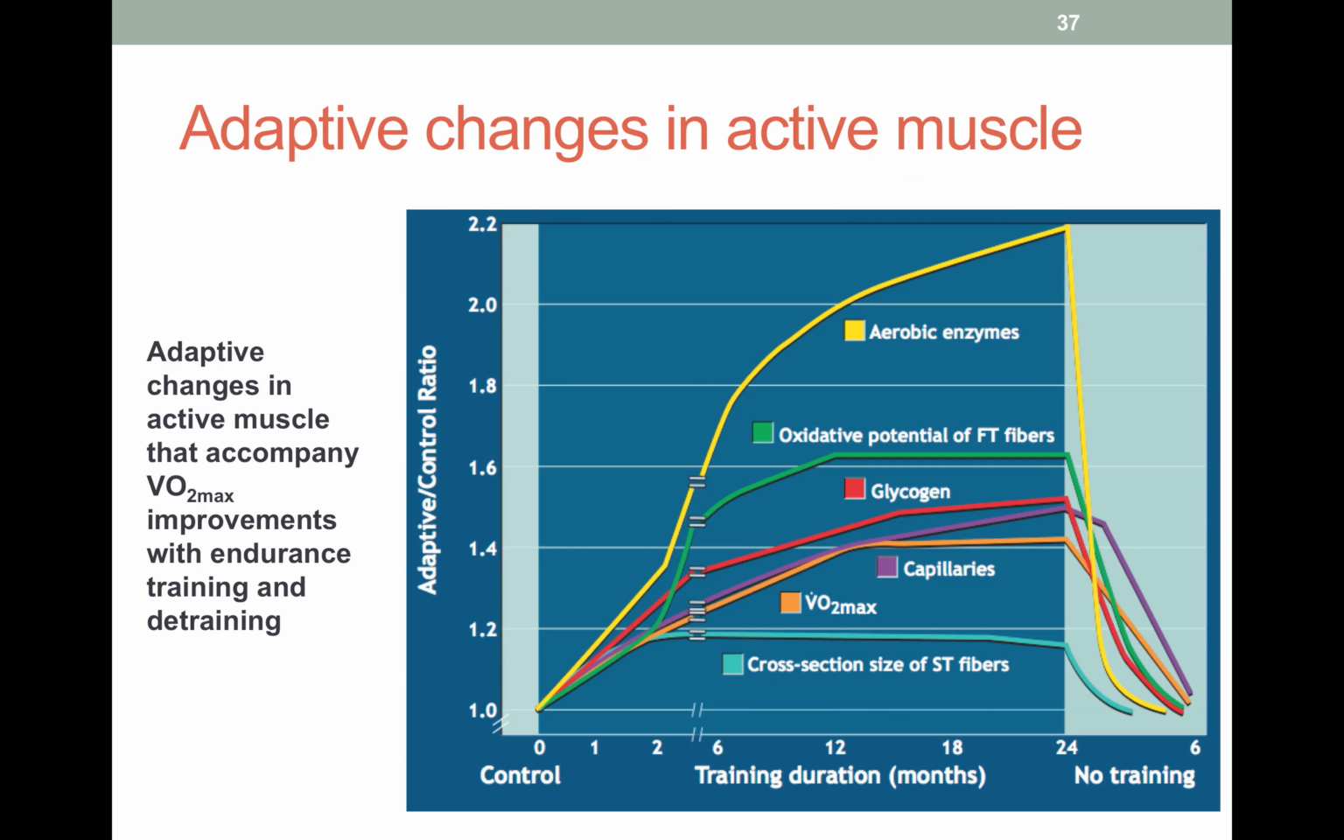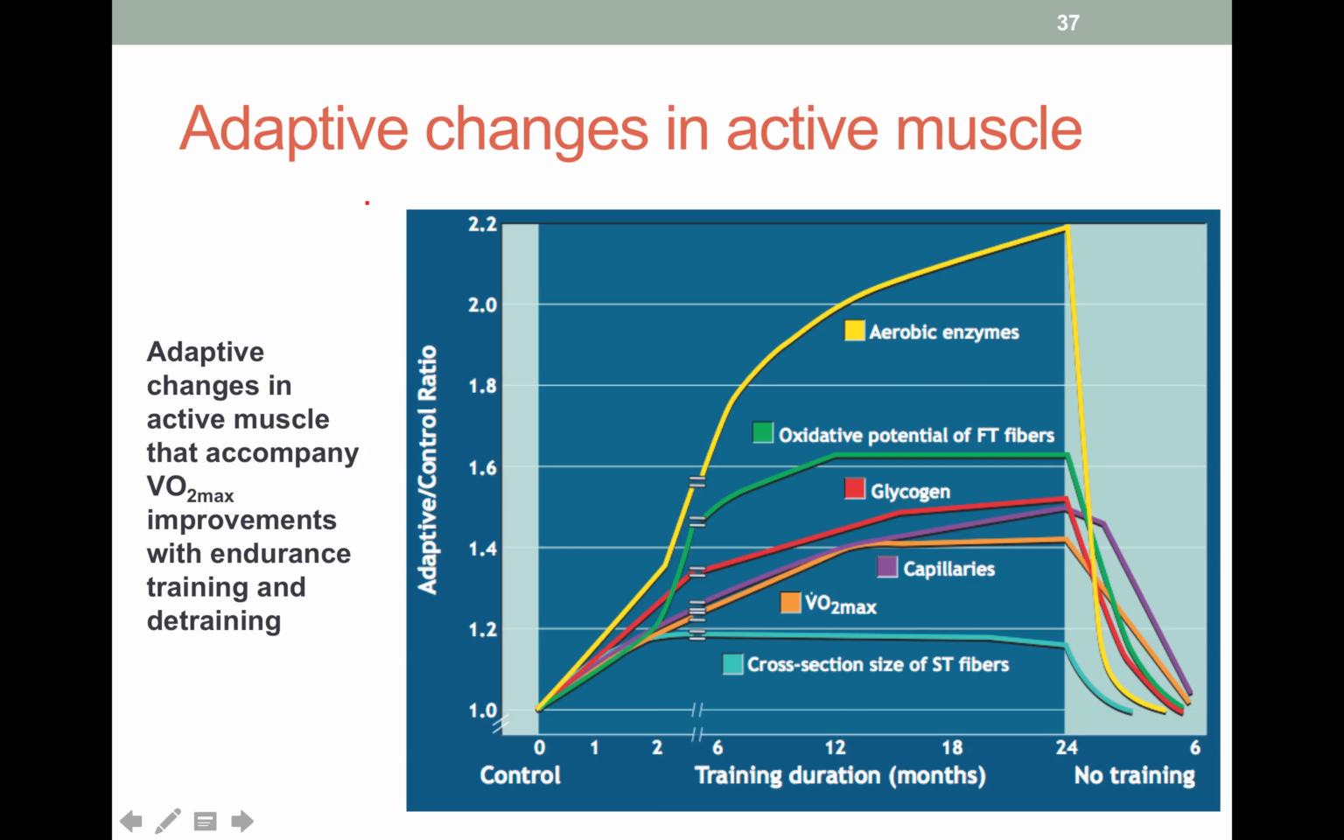Now, I like this figure because it really compiles a lot of the variables that we see change with aerobic training. On the x-axis, we see training duration in months. So this goes from 0 to 2 years and then 6 months of no training after that. And this is an arbitrary scale to normalize these variables since they all have different units. You can see from baseline to just a 2-month time point, these are all increasing, but at slightly different rates. Especially the aerobic enzymes are increasing more rapidly than some of these other factors.